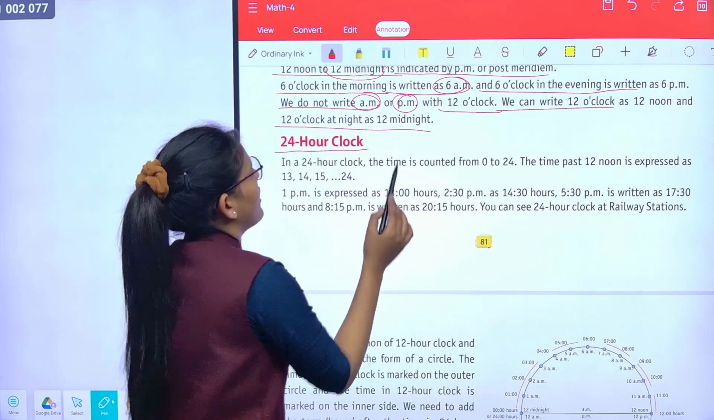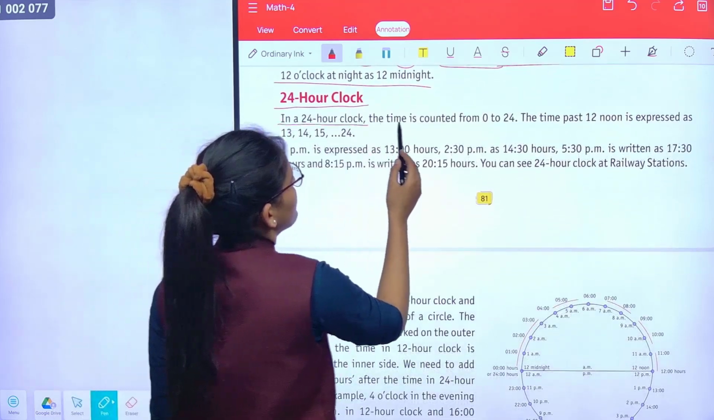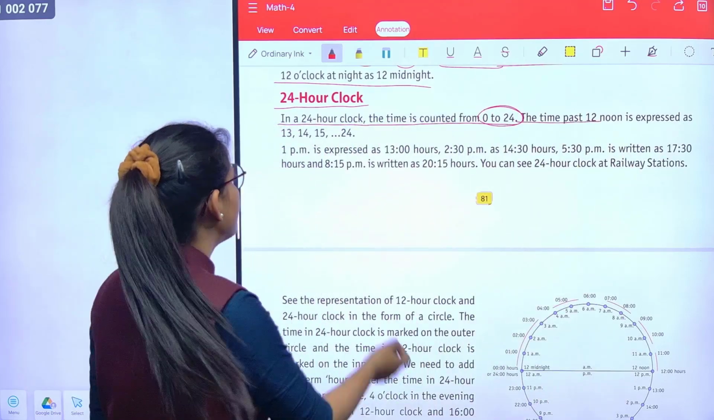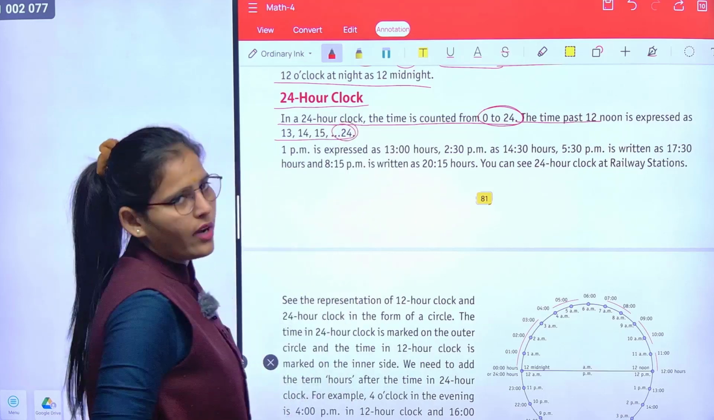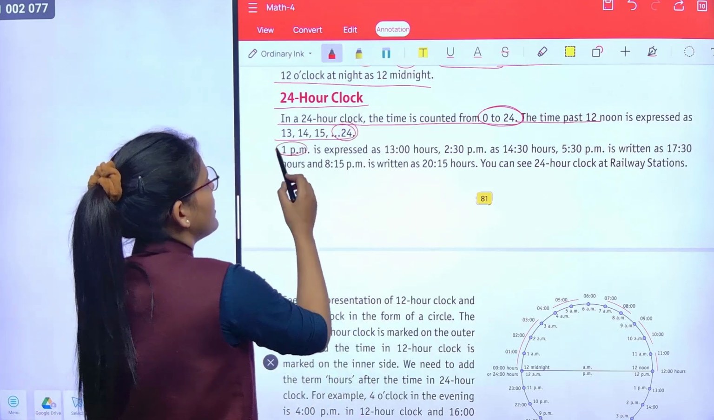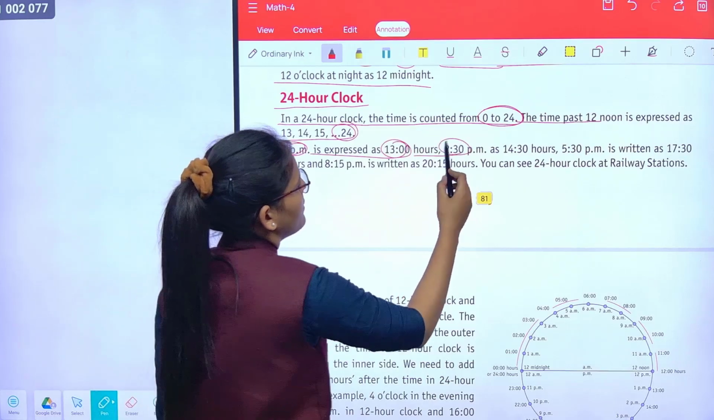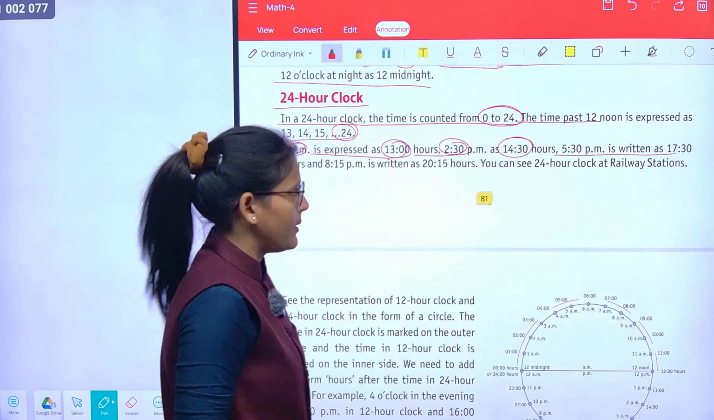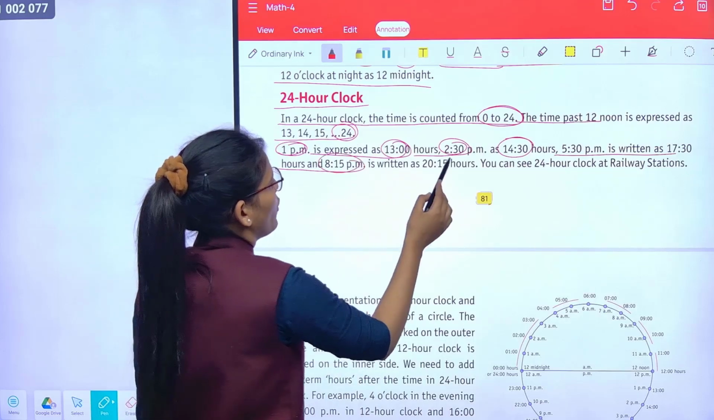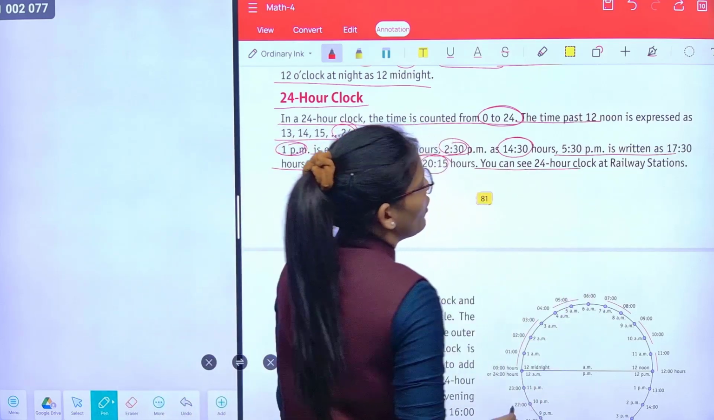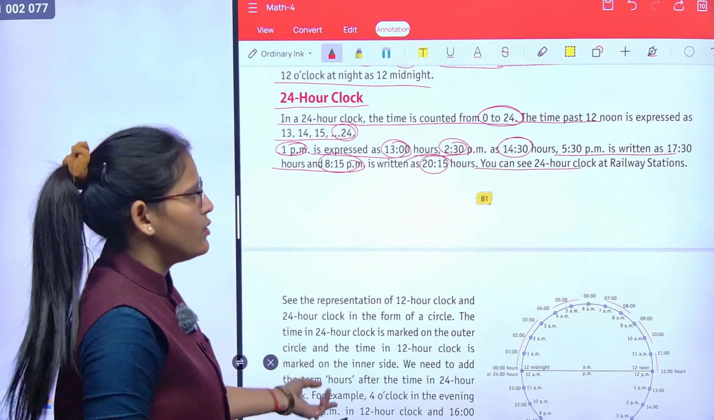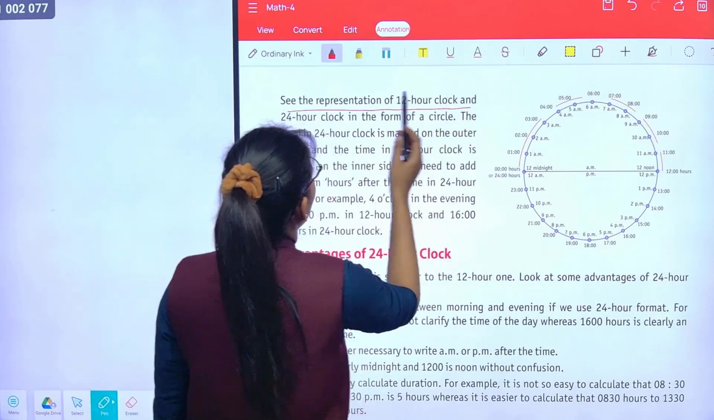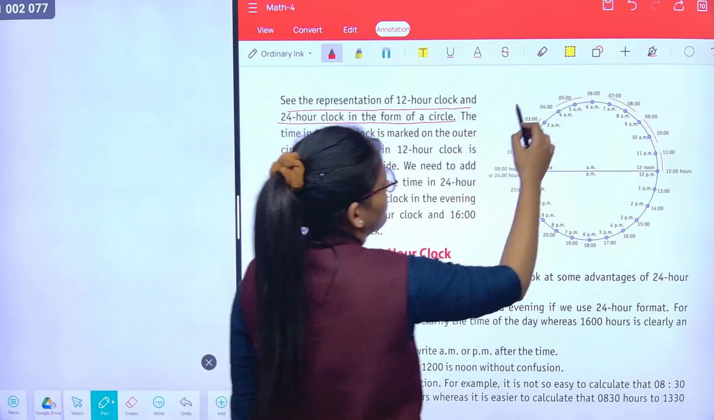Now class, 24-hour clock. In a 24-hour clock, the time is counted from 0 to 24. The time past 12 noon is expressed as 13, 14, 15 and so on till 24. Now class, 1 p.m. is expressed as 13 hours, 2:30 p.m. as 14:30 hours, 5:30 p.m. is written as 17:30 hours and 8:15 p.m. is 20:15. You can see a 24-hour clock at a railway station. Yes, you can see it at a railway station. Now class, see the representation of 12-hour clock and 24-hour clock in the form of a circle. See.